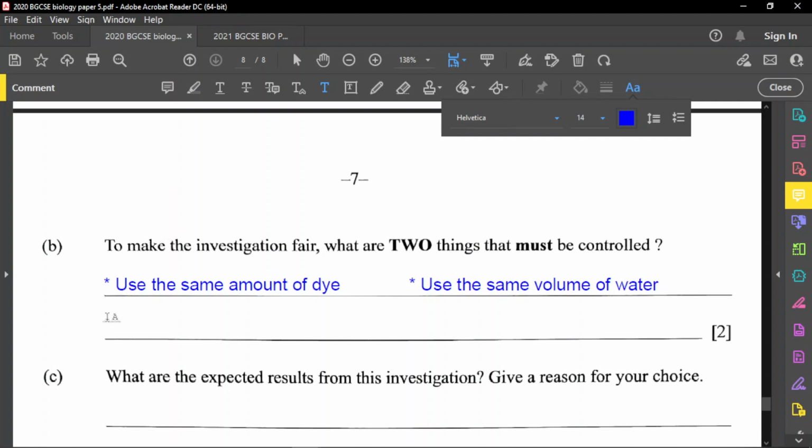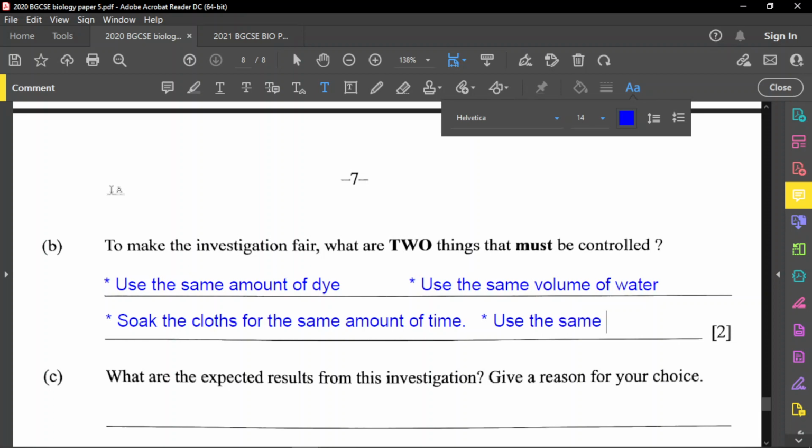And the next thing you can do to ensure fairness is to soak the cloth for the same amount of time. So make sure you have the same amount of time for each cloth. Next thing you can also do is to ensure the same temperature of water. Yep. So use the same type and temperature of water.